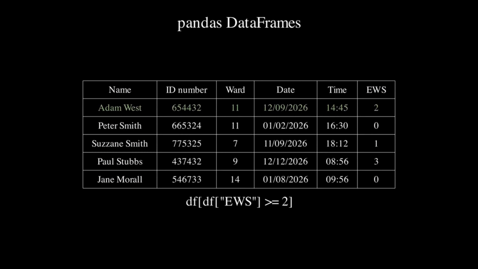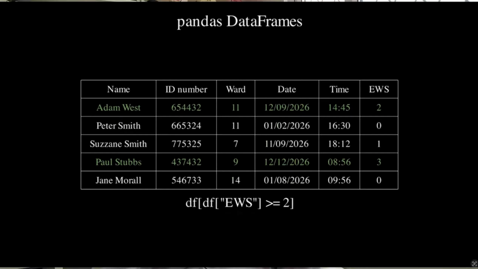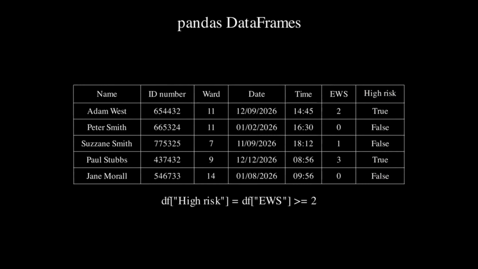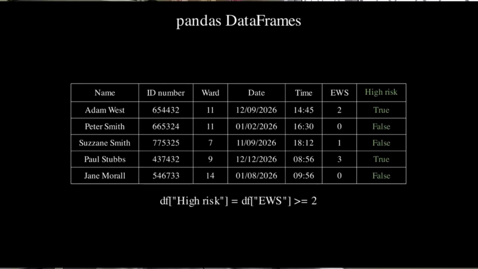We can also subset data based on specific conditions. In this case we're returning all of the rows where the early warning score is greater than or equal to 2. We can also sort the data in a data frame. Another powerful thing we can do with data frames is we can actually create additional columns. Sometimes we can just add labels, or we can create columns from some amalgamation of existing data or computing some new results. In this example we're going to create a new column called high risk, which is going to contain true or false for any of the early warning scores that are greater than or equal to 2.